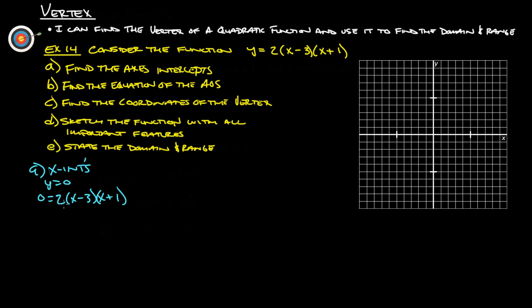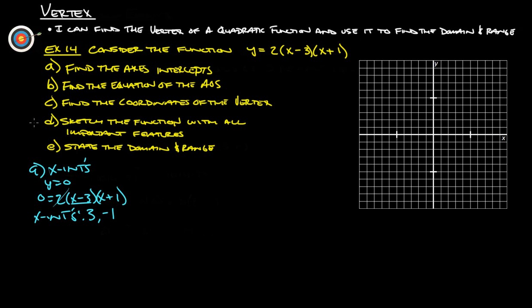And this is nice here. This 2, if there was an x here, that would mean that one of our zeros, or x-intercepts, would be at 0, but there's not an x there, so that 2 doesn't even affect anything here. And then we set each one of these equal to 0, right? What minus 3 gives us 0? Positive 3. What plus 1 gives us 0? Negative 1. So the x-intercepts are at 3 and negative 1.